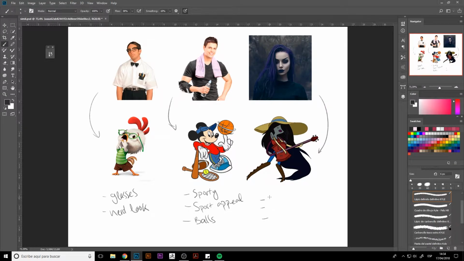Let's see the first example, the glasses and the nerd look. In the second one, the sport elements are also represented. In the third one, we can see a look with dark colors and something similar to evil eyes, despite not being actually an evil person or character, just a serious expression.